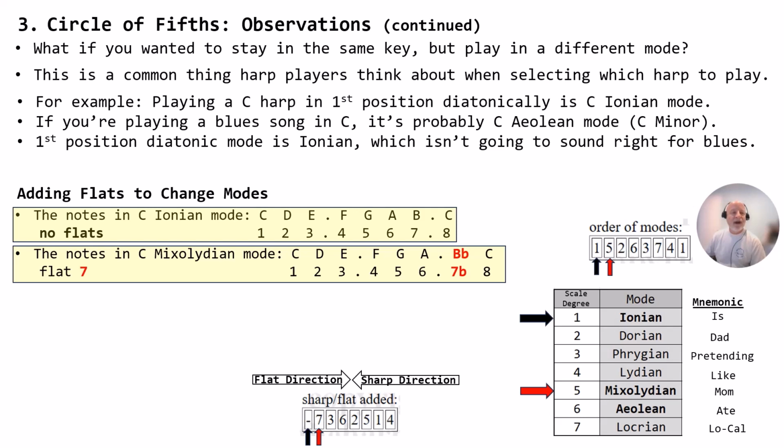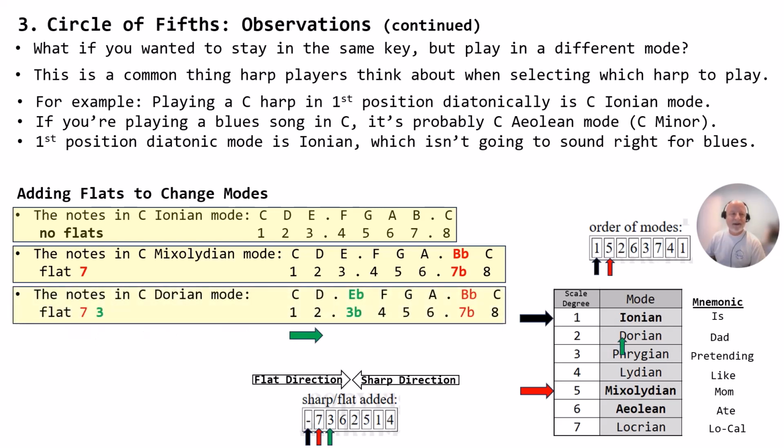Now we're going to go to the first flat. What flat do we go to first? Oh, it's a 7, because that's what the numeric pattern says to do. So we flat that 7th scale degree, and now we are in, and there's that order of modes, 1, 5. So now we're in Mixolydian mode. So you're going from mode 1 to mode 5, and you're going from no flats or sharps to flatting the 7th. And that gets you in the same key, still in C. That gets you to the Mixolydian mode by adding that first flat.